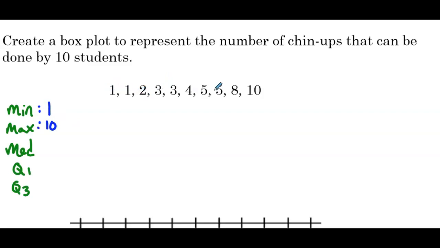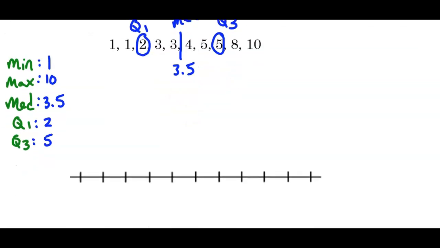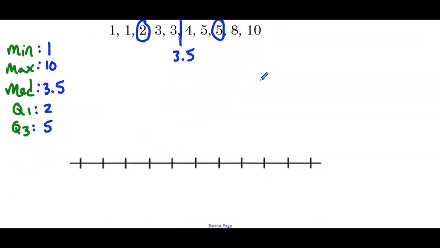The median: we have 10 students, so right between the 5th and the 6th, 1, 2, 3, 4, 5, so right here, that's going to be our median. The average of 3 and 4 is 3.5. So our median is 3.5. Quartile 1, we're going to split the lower half in half. So right there, that's quartile 1. And then quartile 3 is right there. So quartile 1 is 2, quartile 3 is 5. Okay, so they've given us a number line so that we can space it out well.